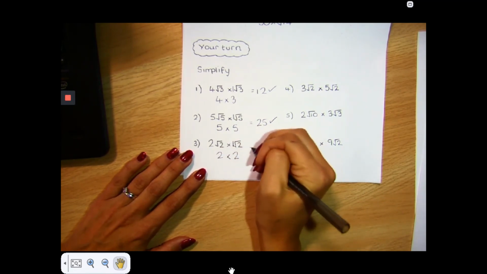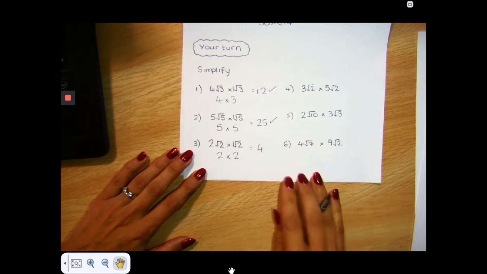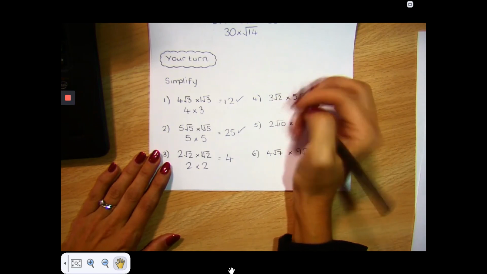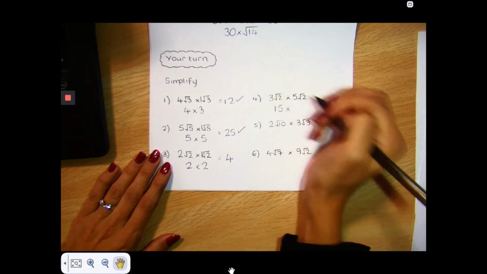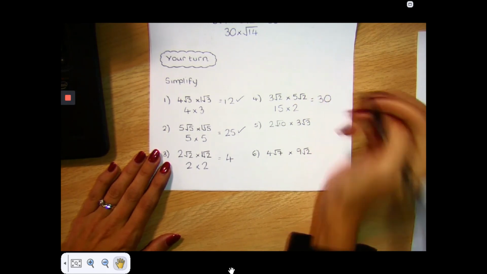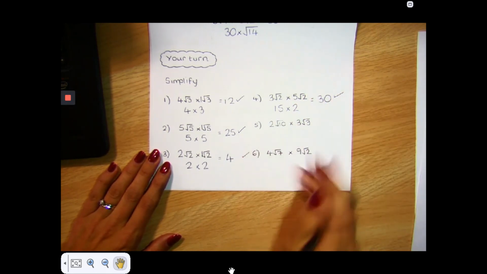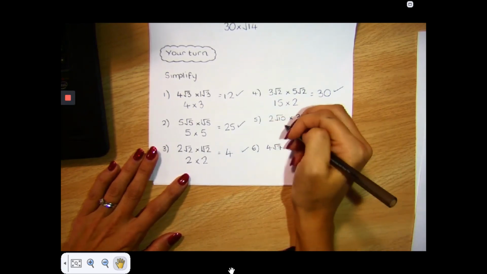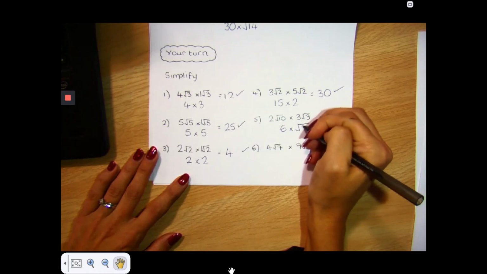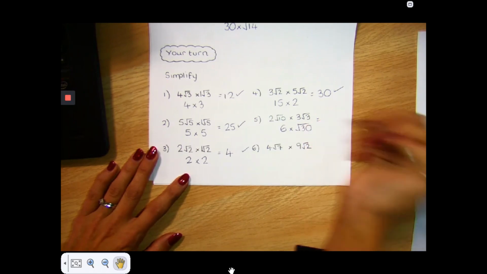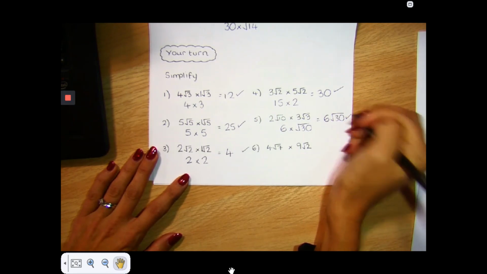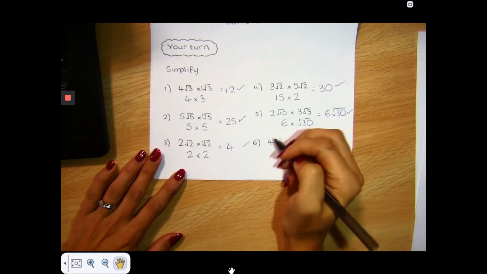2 times 3 is 6. Root 10 times root 3 is root 30. So the answer to that is 6 root 30. 4 times 9 is 36. Root 7 times root 2 is root 14, which is 36 root 14. Well done, and that is the end of the introduction to surds. There's more to come in a later video.